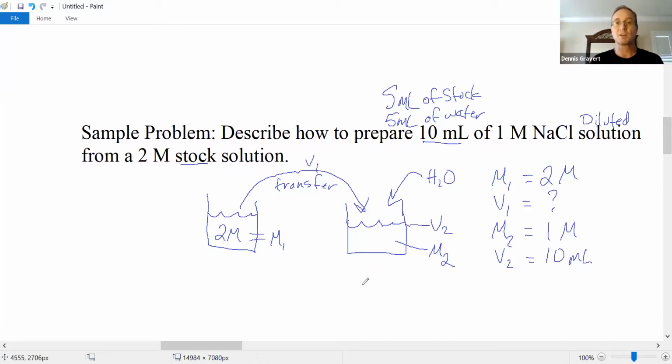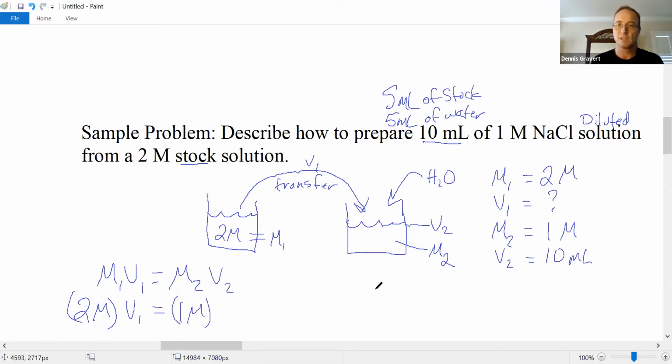We got all the numbers here. We have to recall the equation. It's M1V1 equals M2V2. And we'll put in our numbers. M1 is 2M, 2 molar. V1, don't know. M2 is 1 molar. V2 is 10 milliliters.